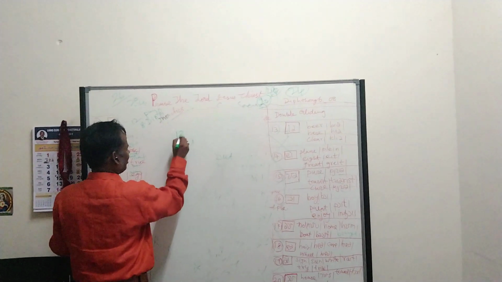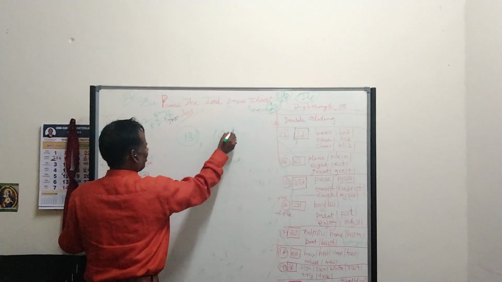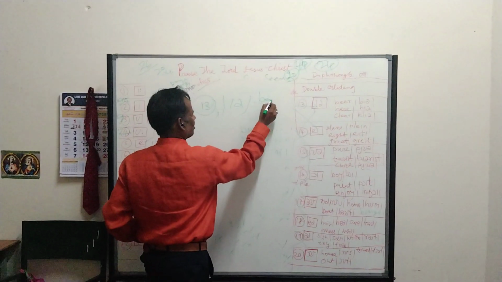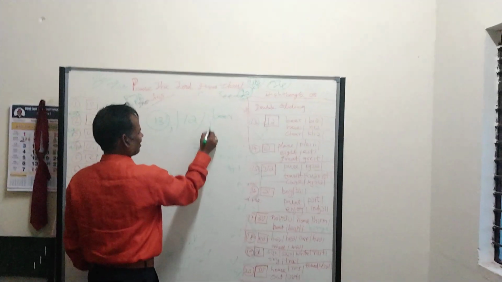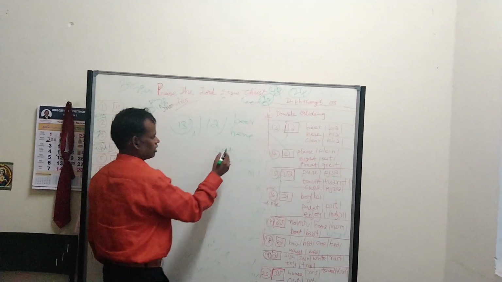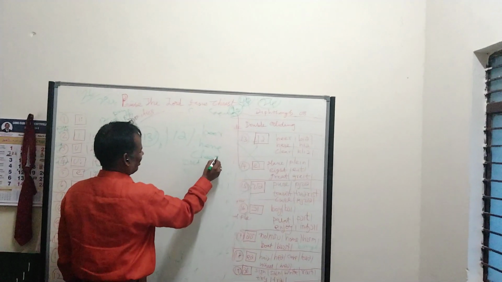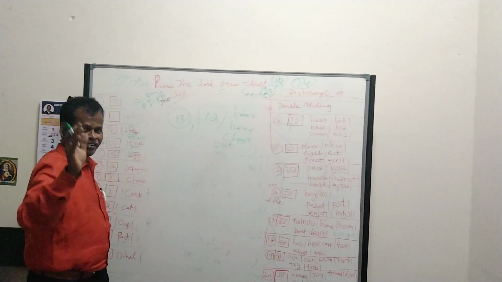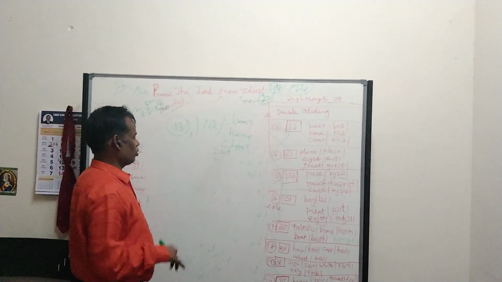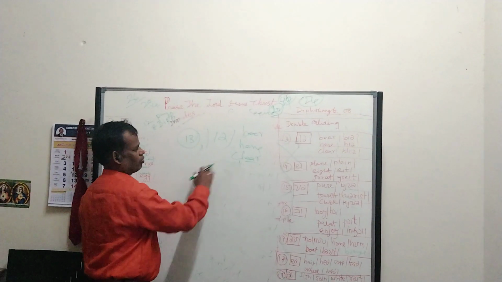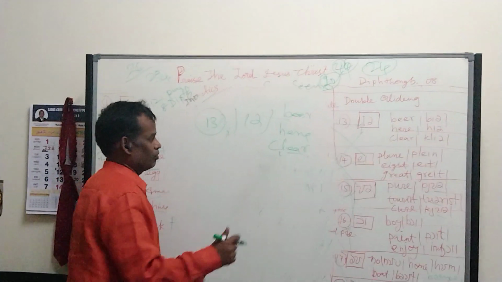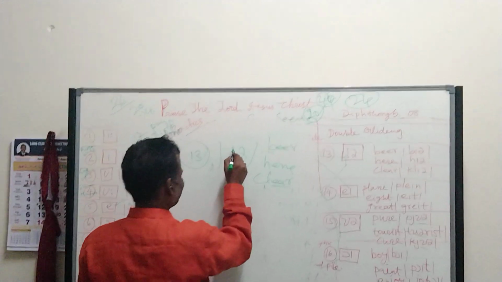The 13th one is called "ear," as in beer, here. Here I am speaking about the phonetic sound. Also clear: you are speaking clear. Clear this place, clear your balance amount to the management. Cut the full salary until you clear the balance amount. This is called "ear."